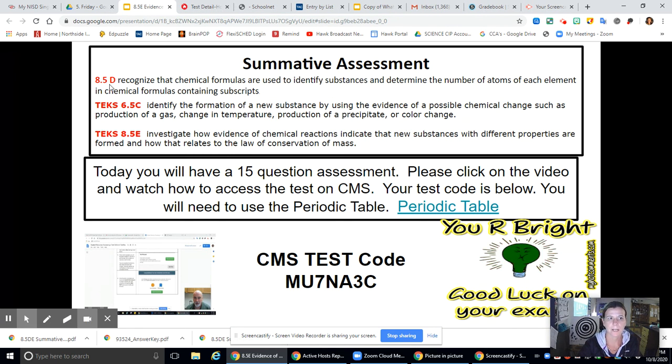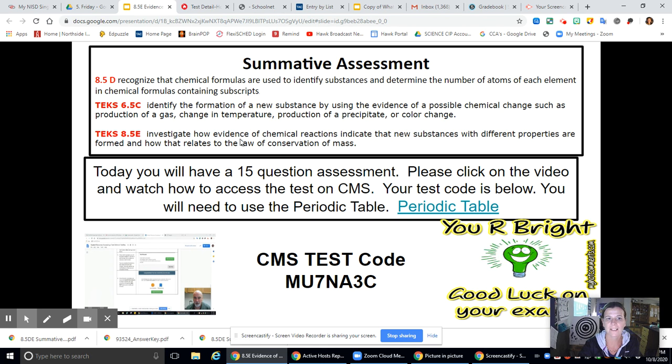On your summative assessment today, you're going to be tested on 8.5D, recognizing that chemical formulas are used to identify substances and determine the number of atoms of each element in chemical formulas containing subscripts. We will also focus on our 6th grade TEK, identify the formation of a new substance by using the evidence of a possible chemical change, such as the production of a gas, change in temperature, production of a precipitate, or color change.